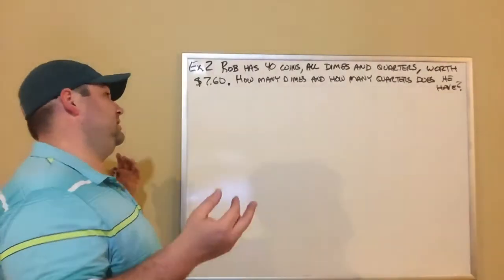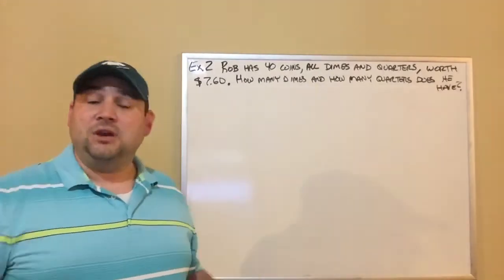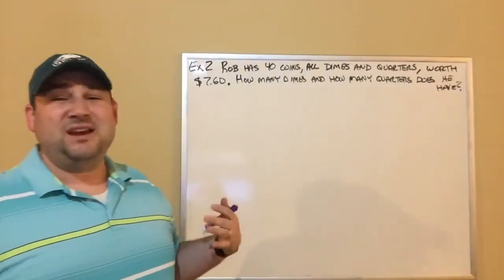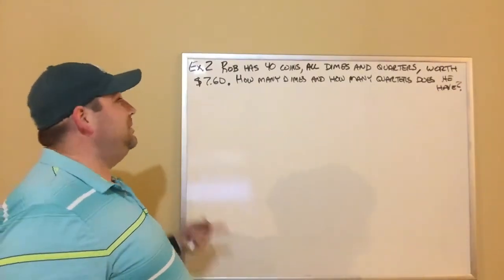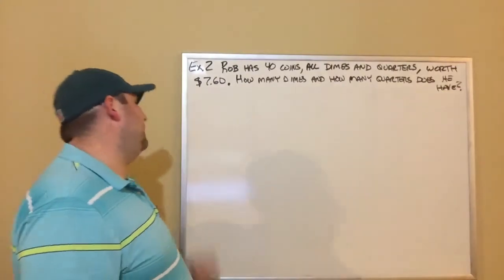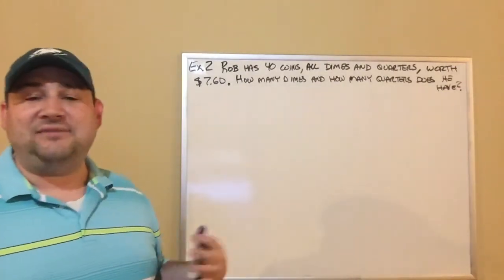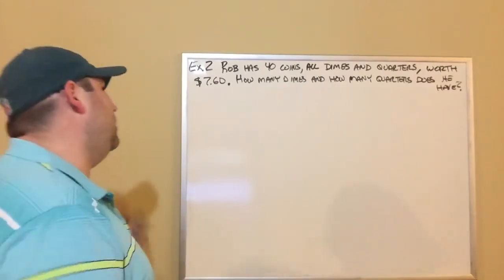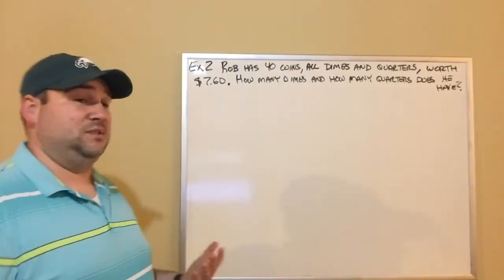You might say, well, what if he has 10 dimes and 25 quarters? You could figure out how much money that is total and see if it's $7.60. But again, this could take a while. And imagine if instead of 40 coins, it was 150 coins and it added up to $25, then it's going to be that much more work. So it's important to know how to solve this via systems of equations.